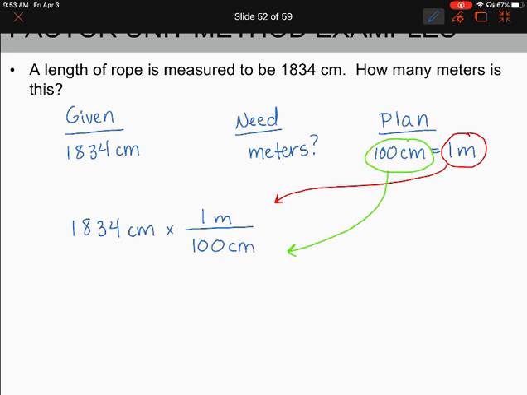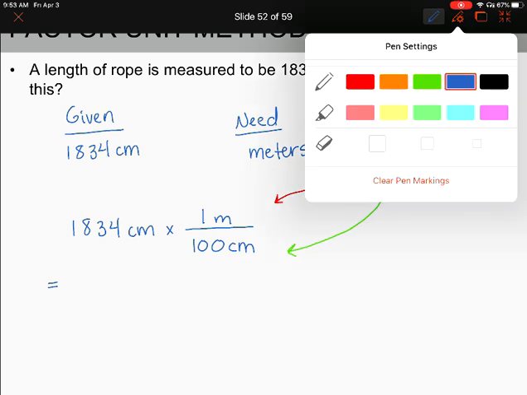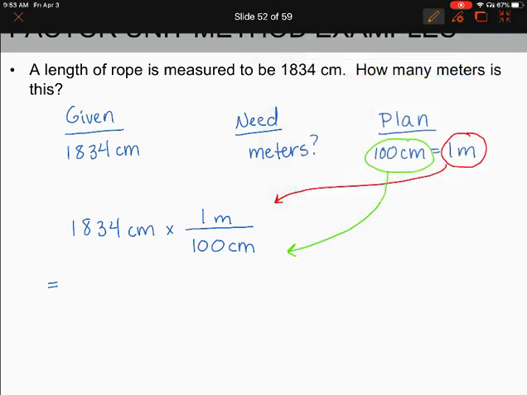Okay, so now let's make sure our units cancel appropriately. We have our given unit of centimeters in the numerator and in the denominator, so those cancel, and we end up with meters. So when we're doing this problem, we're going to take 1,834 and divide it by 100, and then our final unit is in meters. So our final answer will be 18.34 meters.